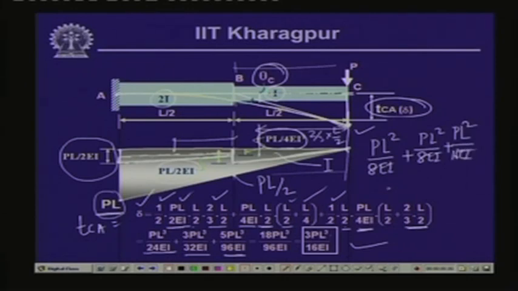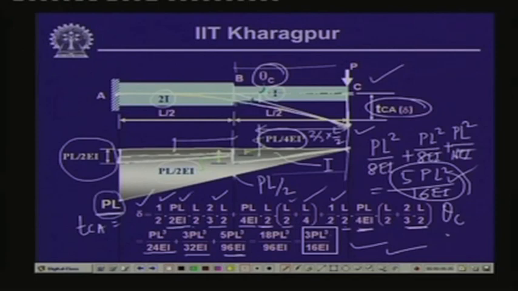If we sum them up, we have 5 PL square by 16 EI. So, this is the value of theta at C. So, theta C is equal to 5 PL square by 16 EI, and the value of delta is equal to 3 PL cube by 16 EI. As you can see, we can compute the deflection delta and the slope at the free end theta C, even if the moment of inertia is variable, using the moment area method.